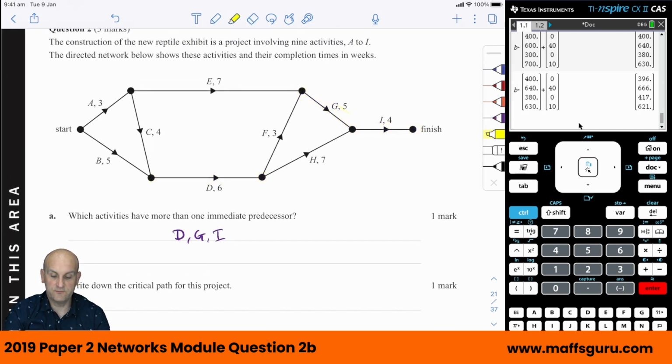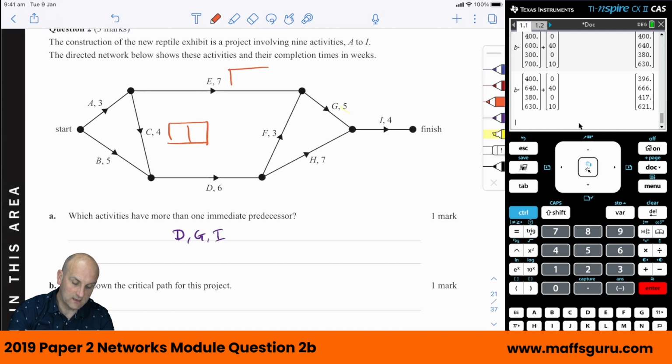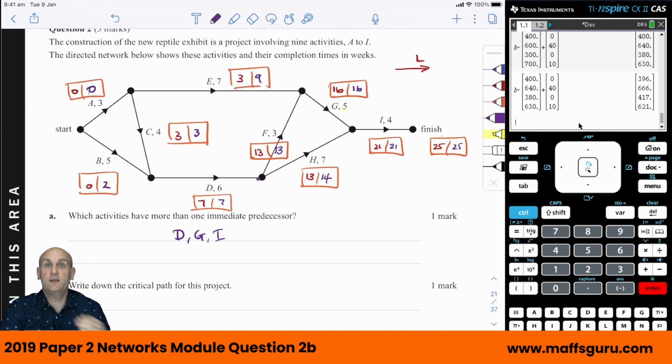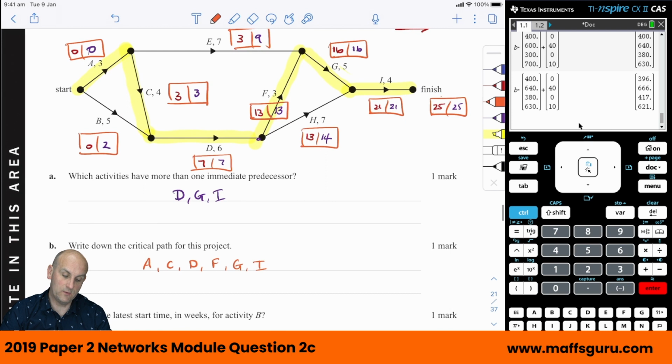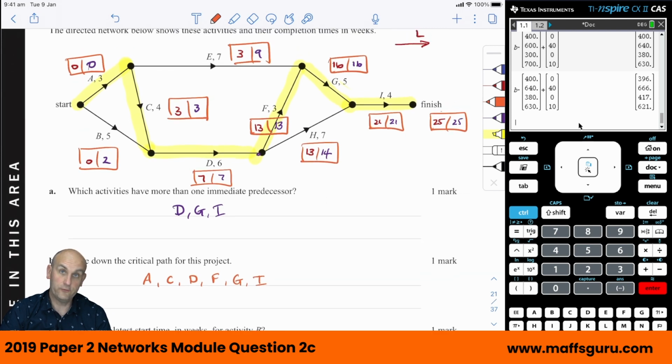All right, again, lots of ways of doing this. Let's just do the forwards and backwards scanning, because it takes some time. Okay, so there we go, filling that in. There is my forwards and backwards scanning. Write down the critical path. Remember, the critical path is anywhere where the values are the same. So let's just say that that would be A, C, D, F, G, and I. Yep. Okay. What is the latest start time in weeks for activity B? 2 weeks.